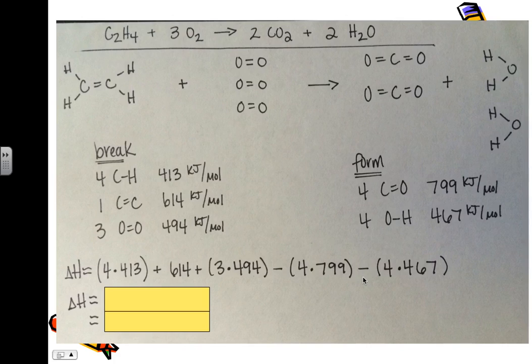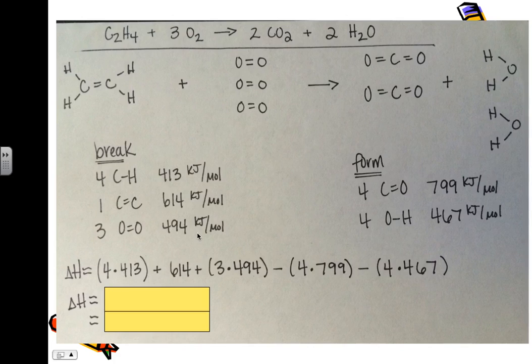Okay, so hopefully you were able to recognize that the 4 and the 413 are multiplied together because I'm essentially doing 4 moles of CH single bonds. And again, the 3 and the 494, etc., down the line for these guys. And then remember, forming bonds is an exothermic process. It's going to release energy, and that's a negative value. Whereas these 3 values are endothermic processes. You have to put energy into the system, and that's going to be positive values.